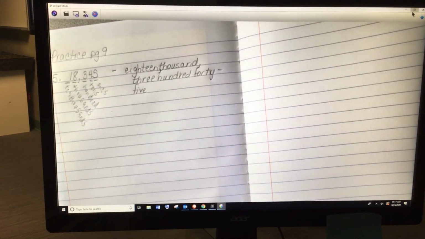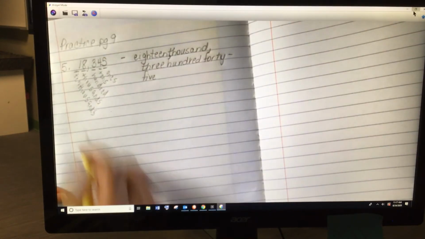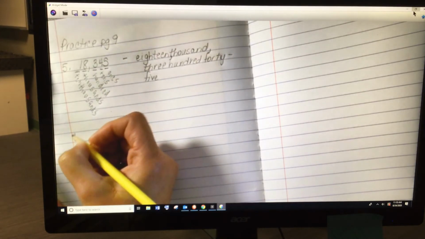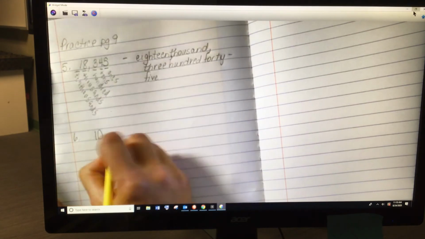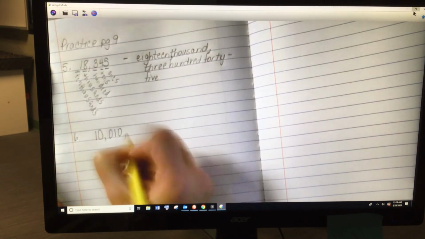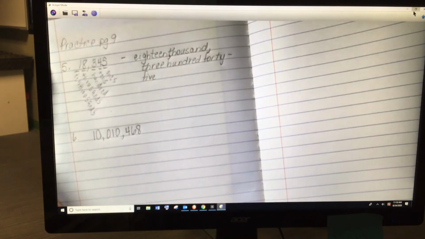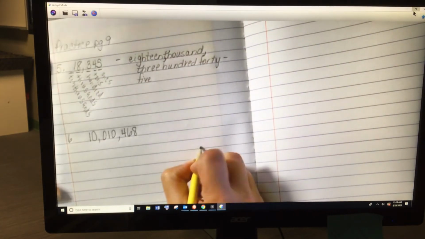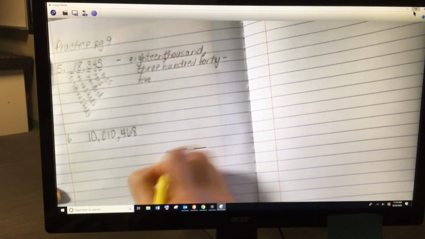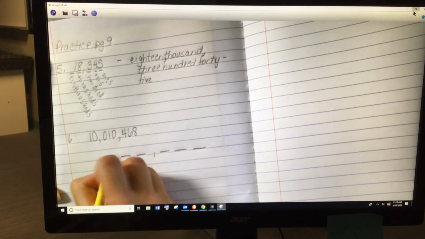Okay, very easy. Okay, now let's look at number 6. 6 is much bigger. So we have 10,010,468. Okay, so if we have this here, we can go through and think about making a chart, so that we know what our place value is.